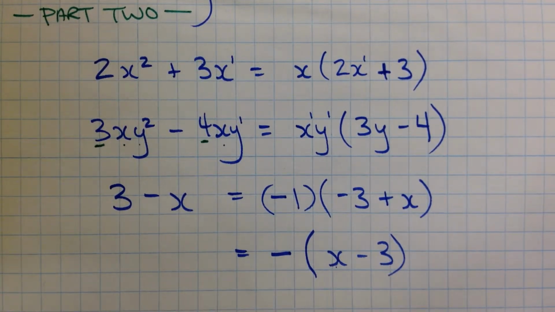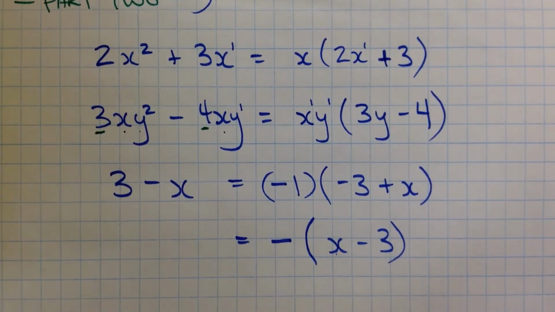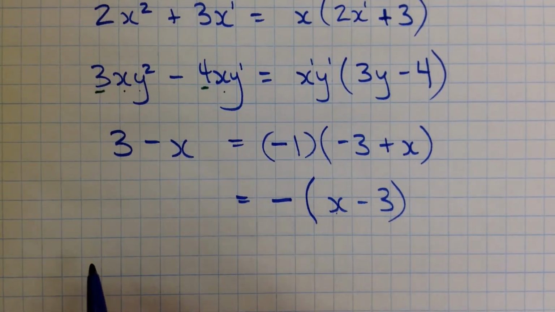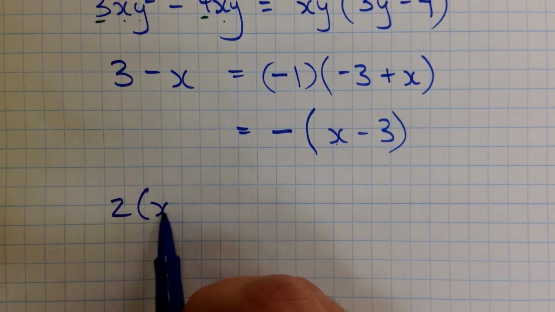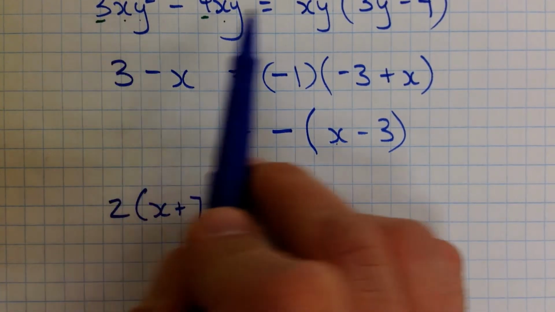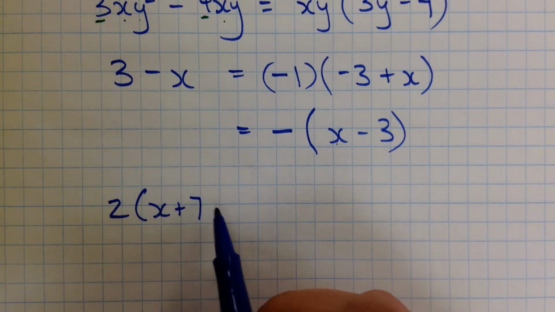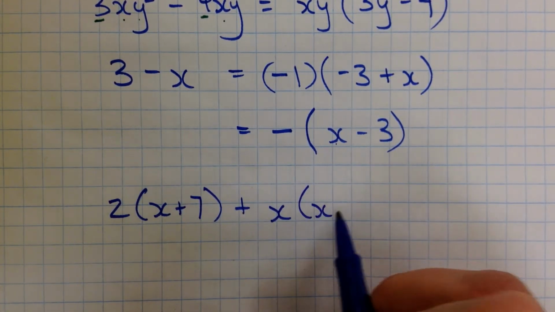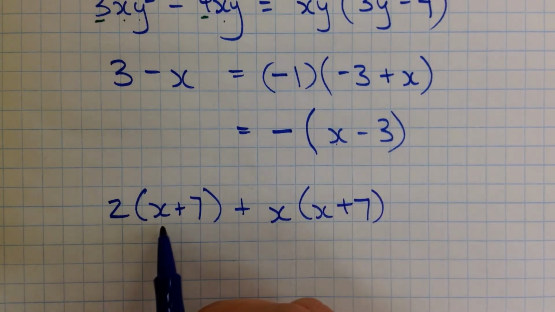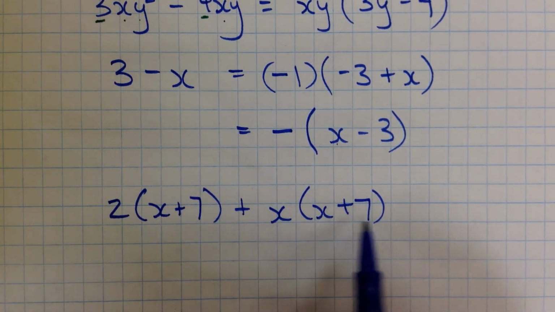Okay, so that's the second part of common factoring. The only other thing that we might talk about is that sometimes you'll have an expression where you have a common factor that is an expression, not just a single term like this, but let me give you an example like this here. 2 times x plus 7 plus x times x plus 7.